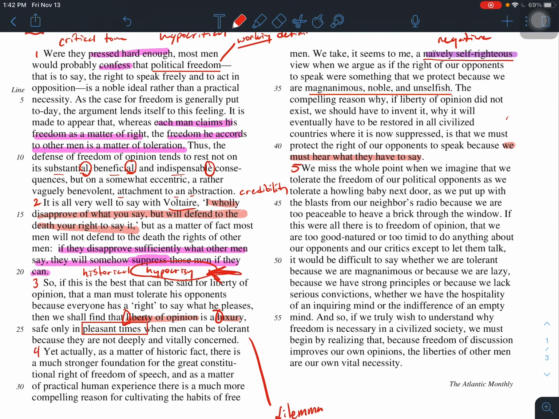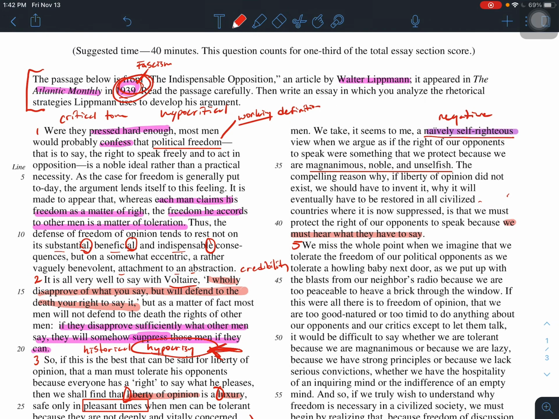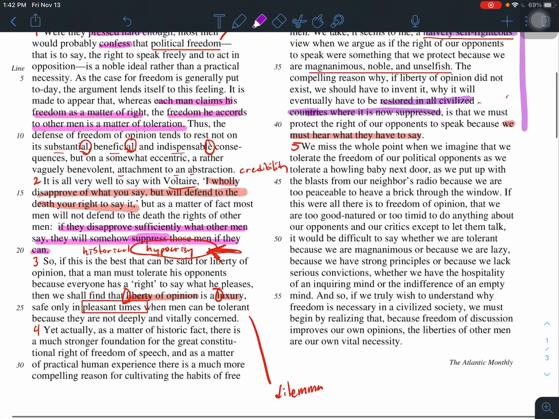The compelling reason why, if liberty of opinion did not exist, we should have to invent it, why it will eventually have to be restored in all civilized countries where it is now suppressed, is that we must protect the right of our opponents to speak because we must hear. So earlier, this is why I was focusing in on that date and fascism, because of this phrase right here: it will need to be restored in all civilized countries where it is now suppressed. So he's saying this is his main argument and thesis. Let's see how he supports that argument.